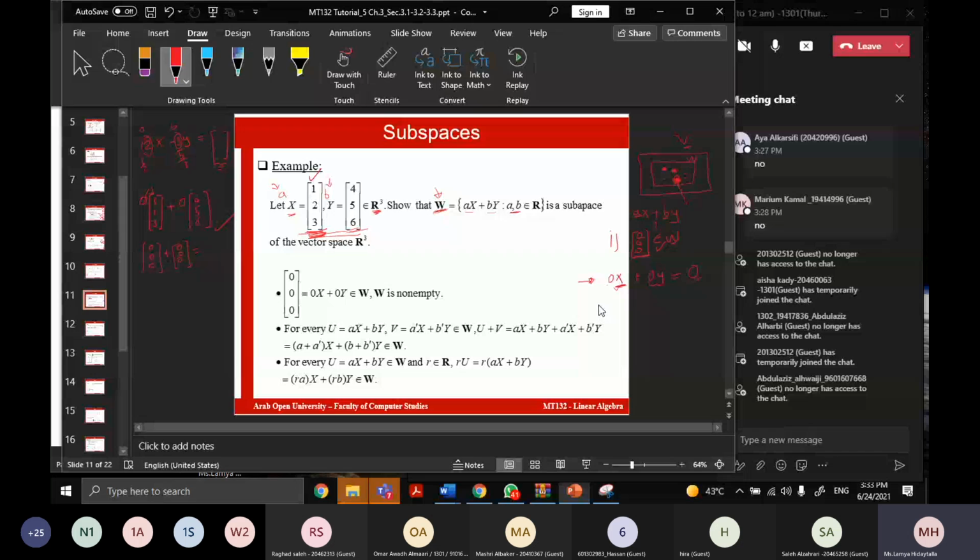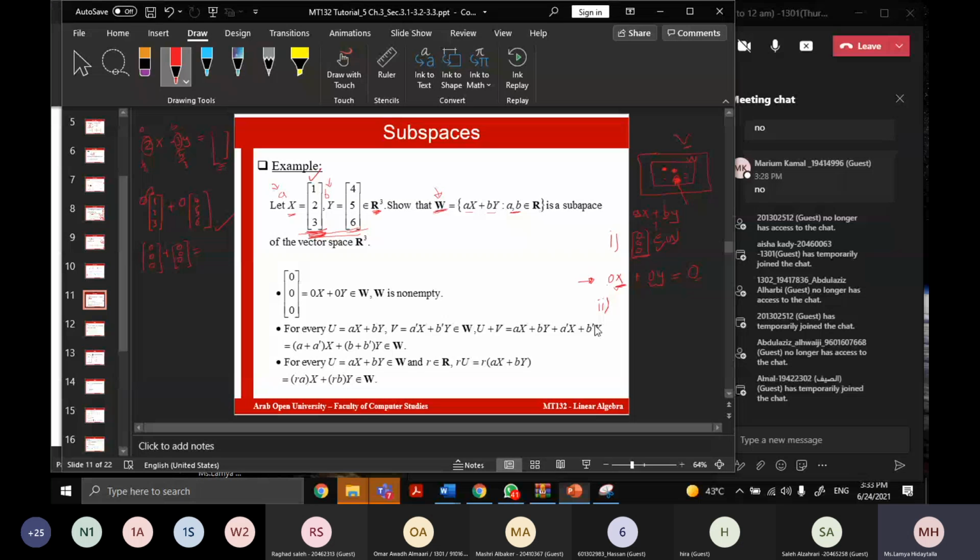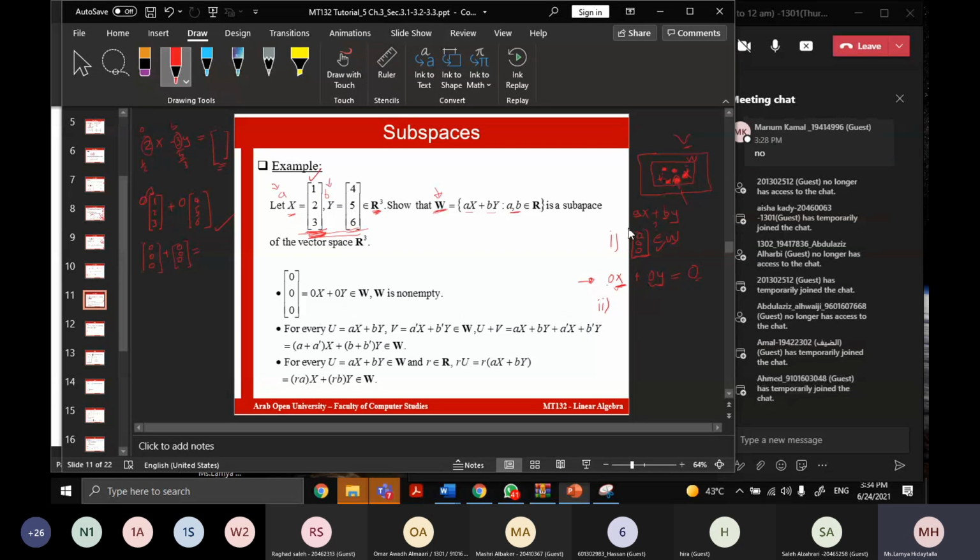Now the second part. What is the second part? It should be closed under addition, right? That is, addition of two vectors, the standard operation of addition. Is it or not? I will take two elements from here, any two vectors. Let's say this one and this one. Is the resultant also here or not? This is our question.